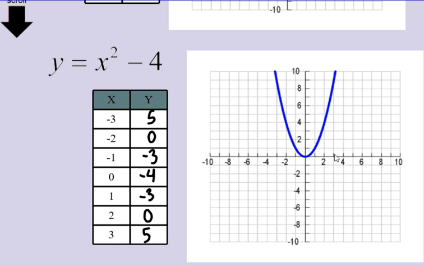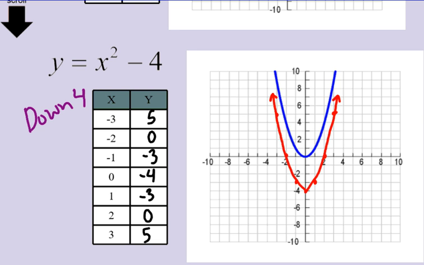3, 5, 2, 0, 1, -3, -4, 0, and then the reflection. -3 and 5. And then again, when I graph it, it looks like that. What did this do to the graph? It moved it down 4.